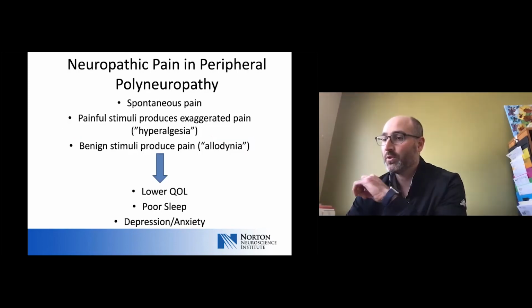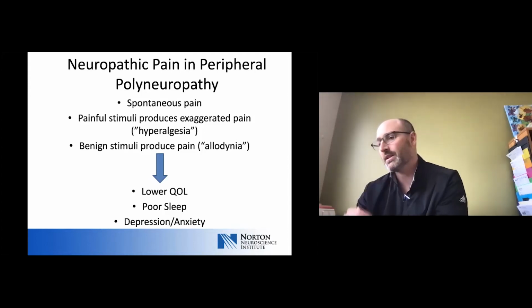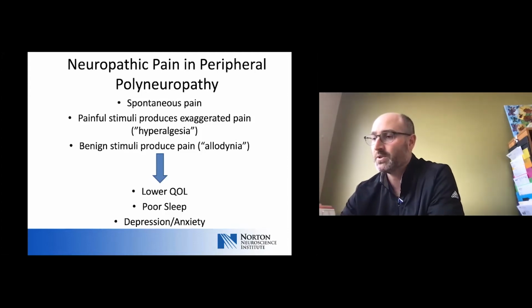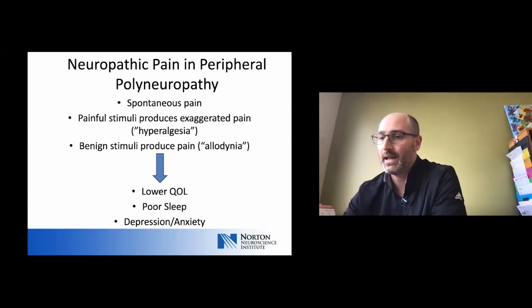So people with peripheral polyneuropathy tend to experience a few things. They tend to experience spontaneous, unprovoked pain that's generally described as burning, sharp, or electric in nature, possibly with paresthesia or tingling. And the painful stimuli can be produced by an exaggerated pain response, which we refer to as hyperalgesia. But it could also be a benign stimuli, something like sheets touching the feet, that can produce pain. We would call that process of benign stimuli leading to pain allodynia.